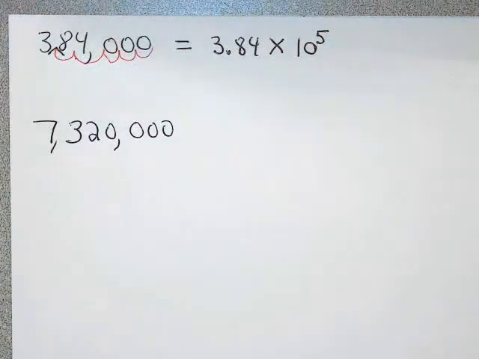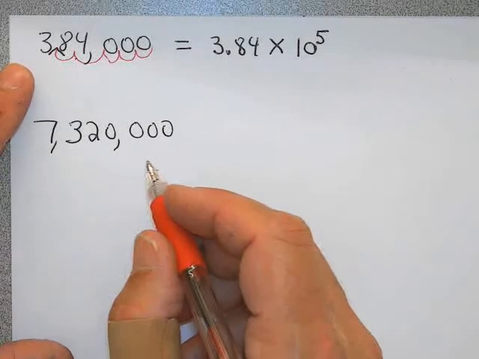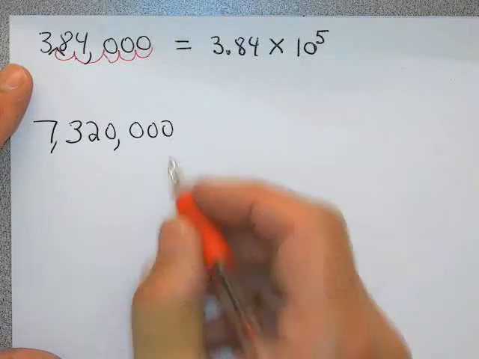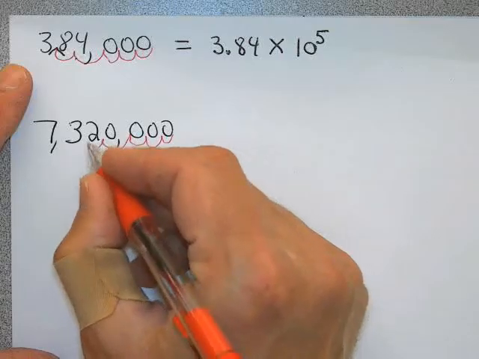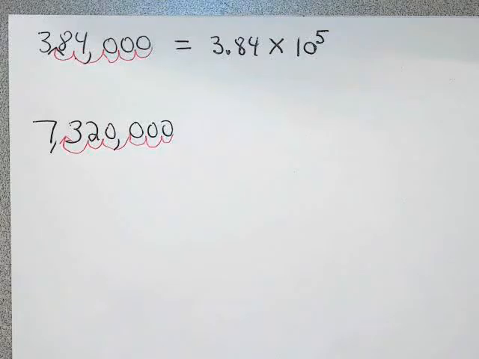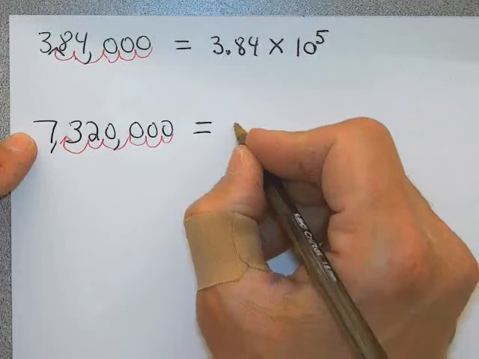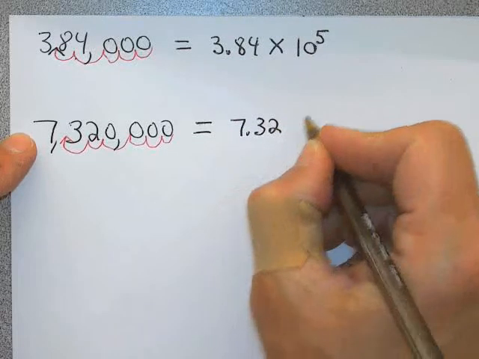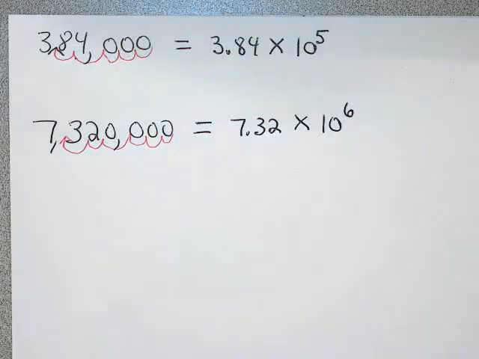All right, let's try it again with this number. This number is 7,320,000. So I'm going to move my decimal point until I have a number that is greater than or equal to 1 and less than 10. Here I go. Moving it once, twice, 3, 4, 5, 6 places to there. And now I'm going to write this in scientific notation. This would equal 7.32 multiplied by 10 to the 6th power. And that's how I go from standard form into scientific notation.